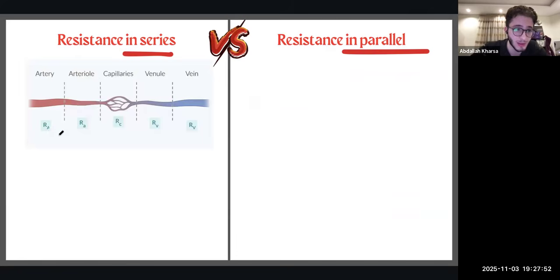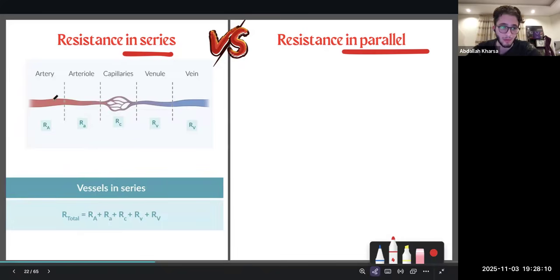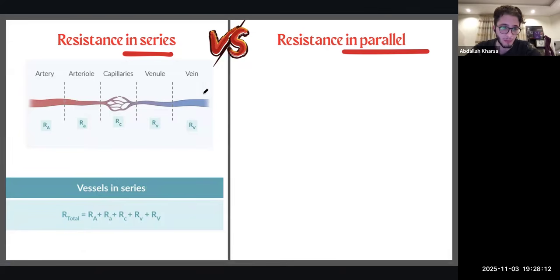When you add up the resistance like this, like they're in front of each other, this is called in series. This is our A, B, C, whatever. This is arterial, arteries, this is capillary, this is venule, this is vein. When you measure them like this, you add them up very simply. It's R A plus B plus C plus whatever. So if this was 5 and this was 5, this was 5, we just add them up. 5 plus 5 plus 5 plus 5.